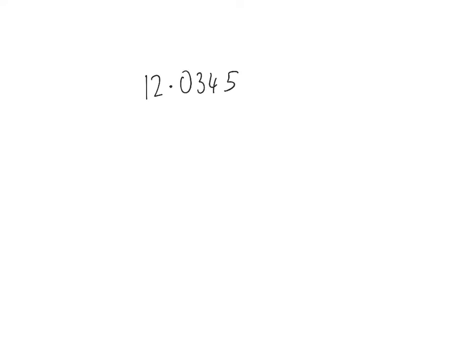Just one more. If we had 12.0345 and we wanted to round that to 1 decimal place, then we look at the first decimal place, which is the 0. We draw our line after that. 3 means we round down, so that would get rounded down to 12.0. Now, the 0 doesn't actually change the value of the 12, but because we've been asked to round to 1 decimal place, we must include the 0.